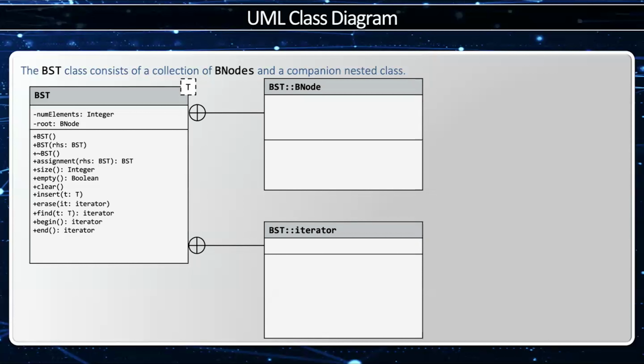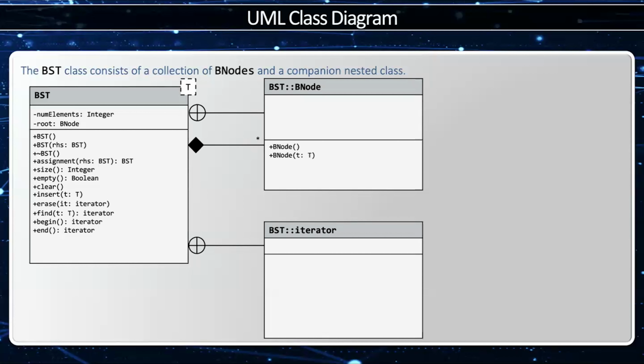So not only is the BNode related to the BST as a nested class, it's also an association. And what type of association? Composition. In other words, the BST is going to create and destroy bnodes. How many of them? Many. It could be 0 if the BST is empty, but it could be an arbitrary number. So let's dig into that bnode a little bit more.